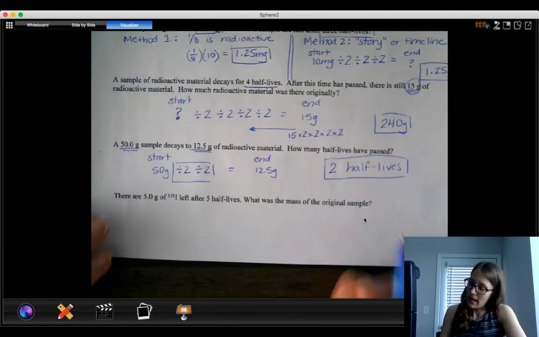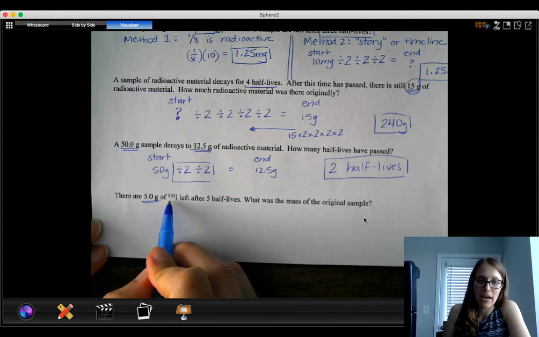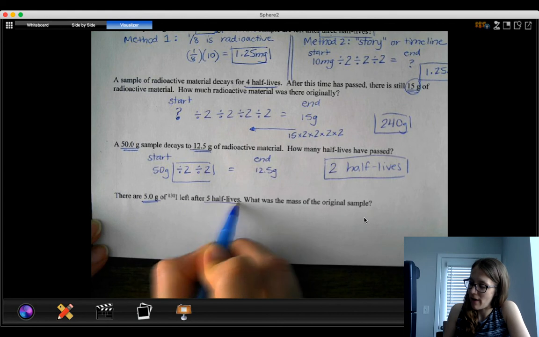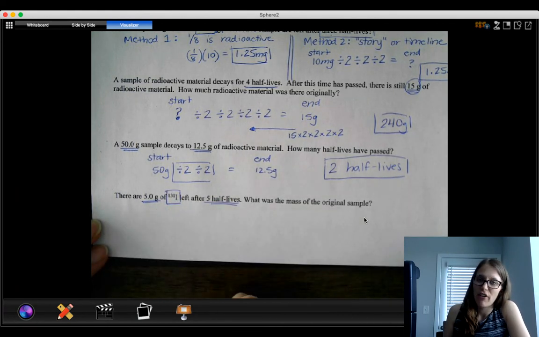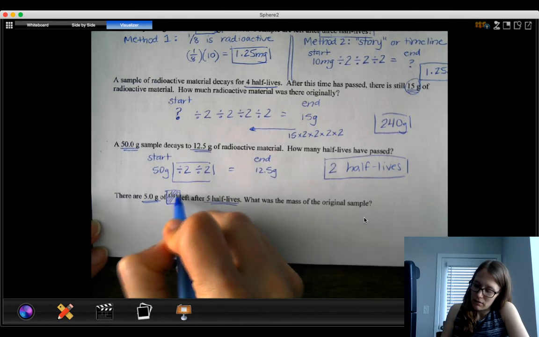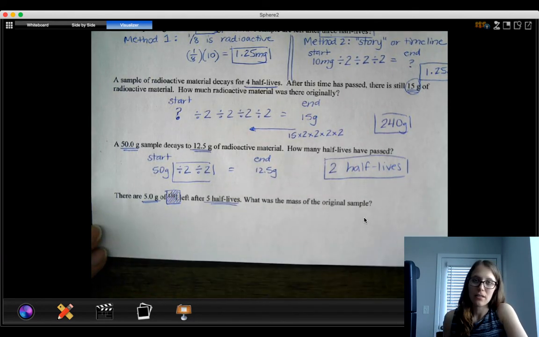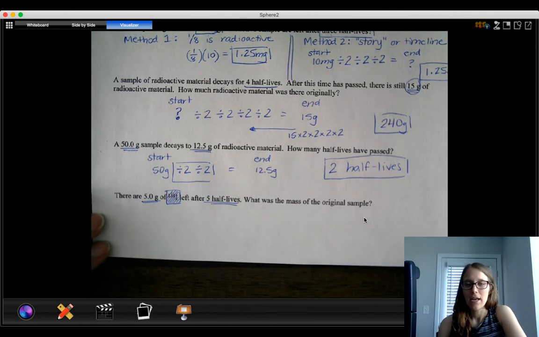All right, our last one on here. There are 5 grams of iodine-131 left after 5 half-lives. Just as a note, in order to figure out how much we had at the beginning or the end with half-life, I don't even need to know what the radioactive substance is because it doesn't matter. So that's just extra information that we don't really need. So I'm just going to cross it off so that I don't get tempted to put 131 somewhere.